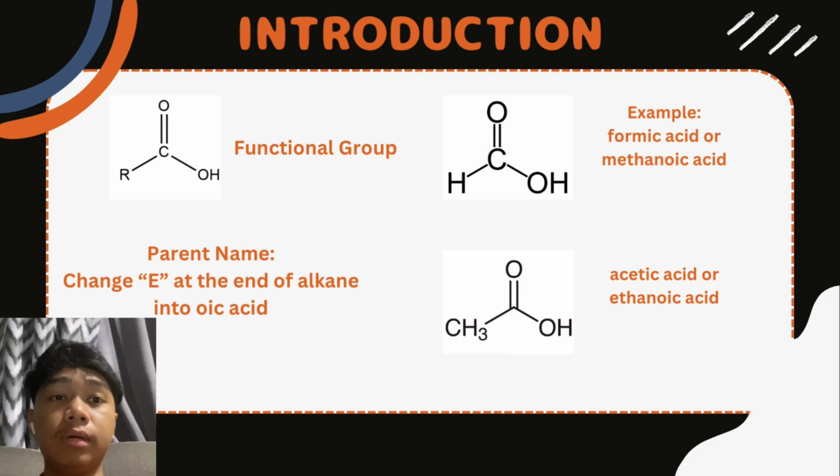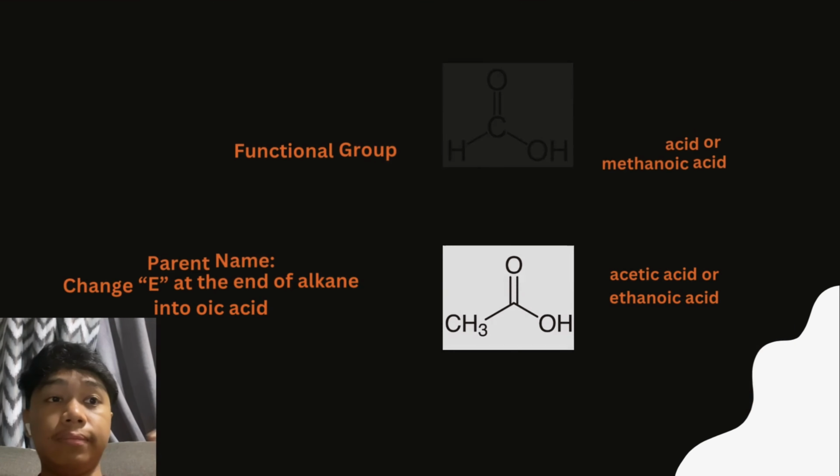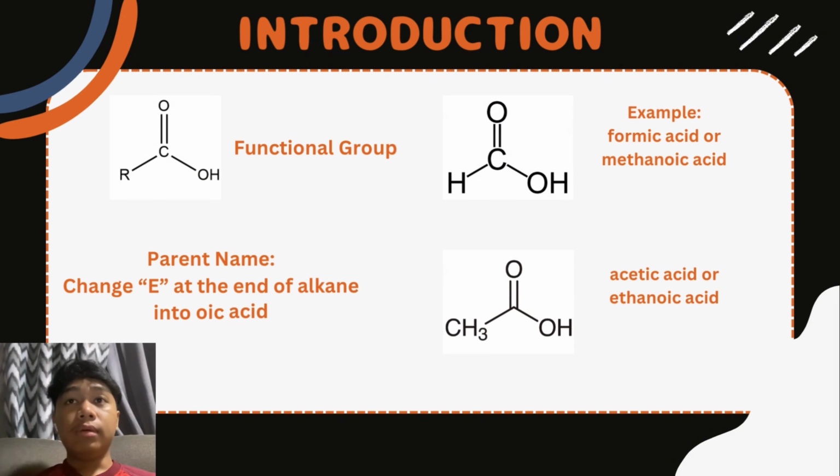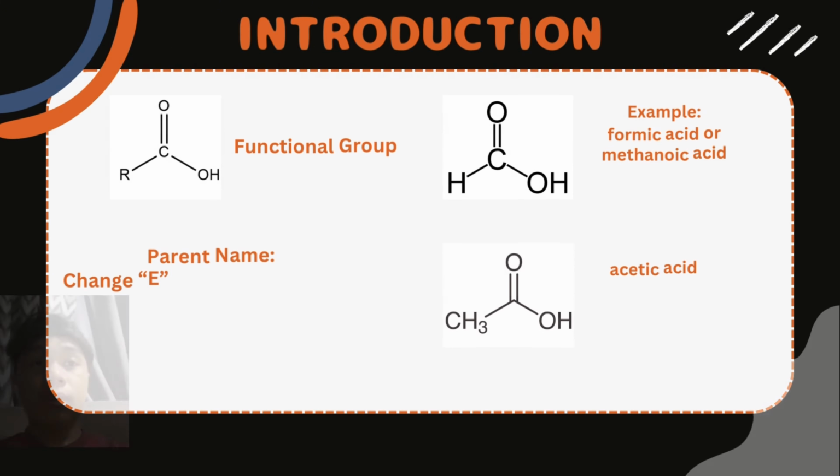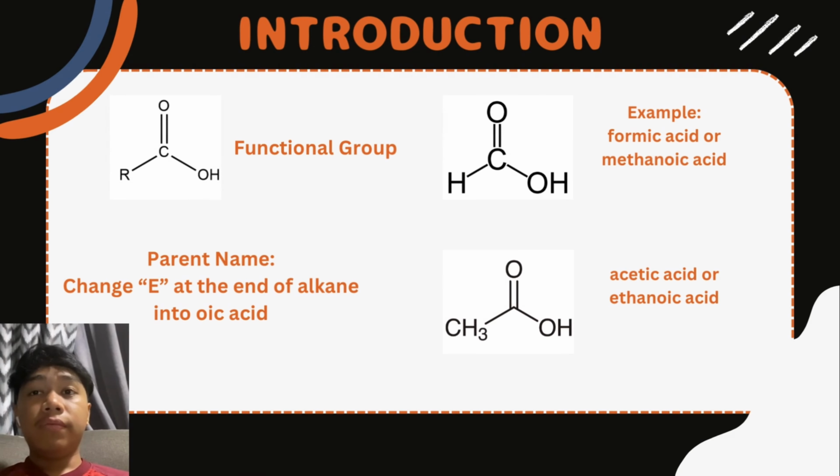First thing first, what is carboxylic acid? The functional group of carboxylic acid is RCOOH. And how do we name carboxylic acid? By changing the E at the end of the alkane into oic acid. So here we have 4 examples of carboxylic acid, which are formic acid, methanoic acid, acetic acid, and lastly ethanoic acid.